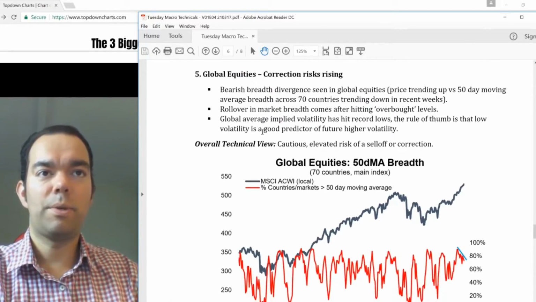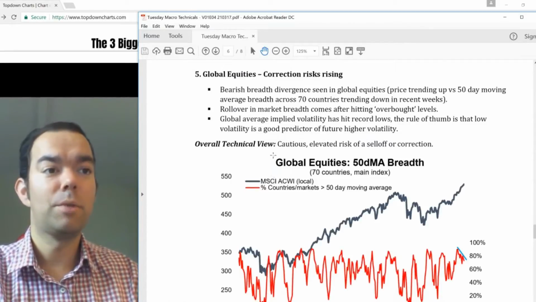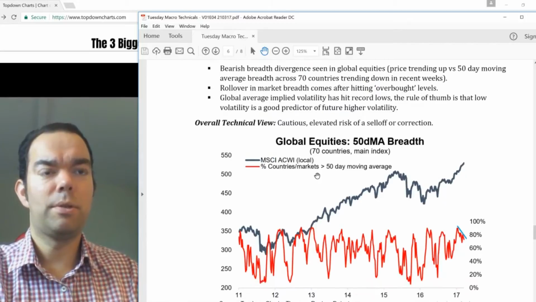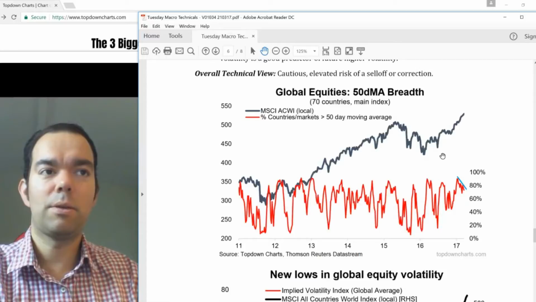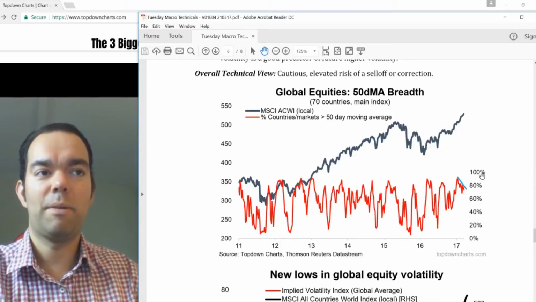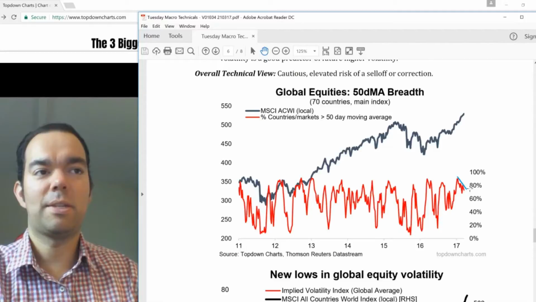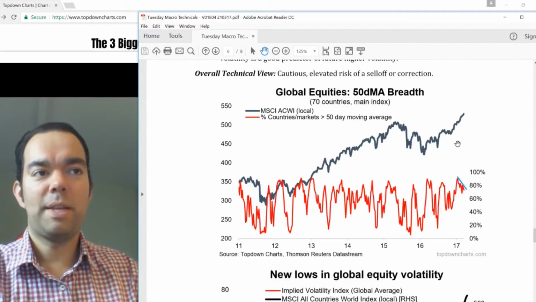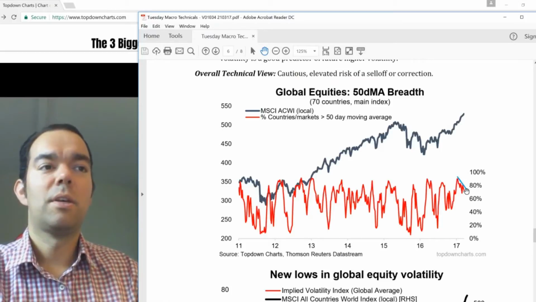So, global equities, correction risks rising. It sounds pretty ominous, something that you probably want to pay attention to. The reason why we're saying that is, first of all, bearish breadth divergence. This is one form of breadth divergence where you have price going up and breadth going in the opposite direction. What that tells you is that when breadth was at this level, a lot of markets were contributing to the strength there, and at this point not as much.